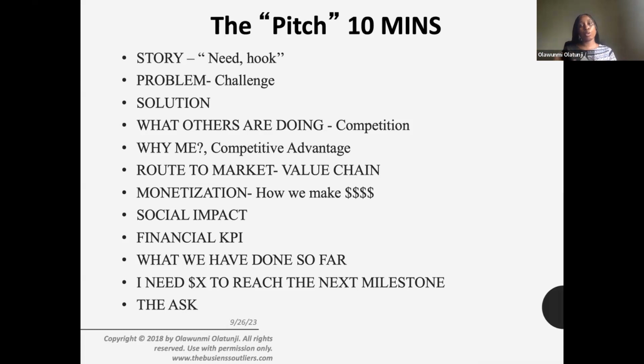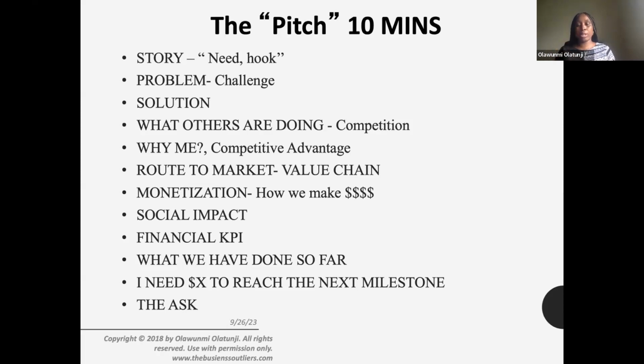It could be your perception of the problem that exists that your competitors have not seen, the way to solve it they've not seen, but you have been able to see that. So you bring that competitive analysis. Then we want to talk about your route to market, how you want to access it. So the value chain that you want to work with. And how do you make money, which is the business model, monetization.